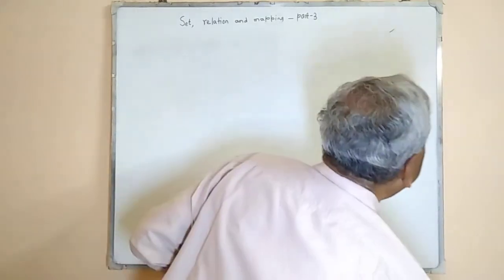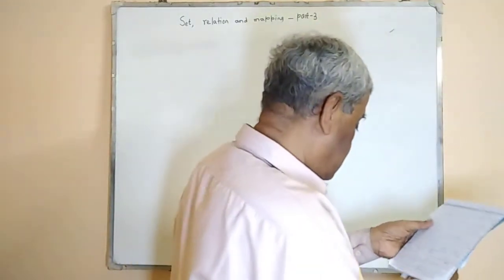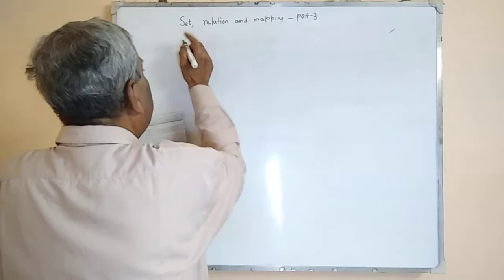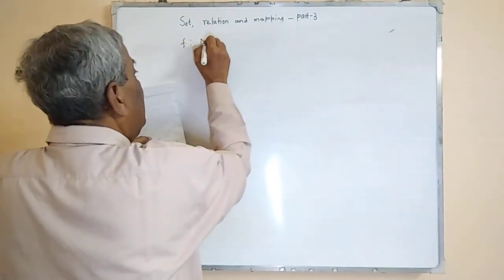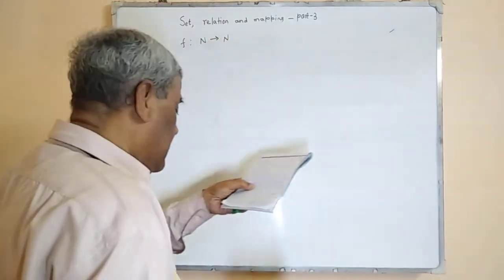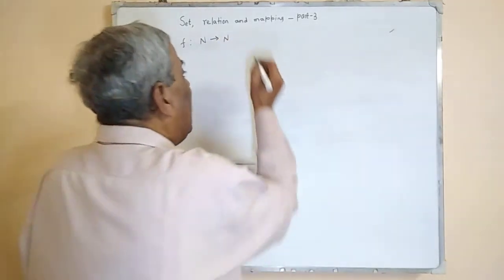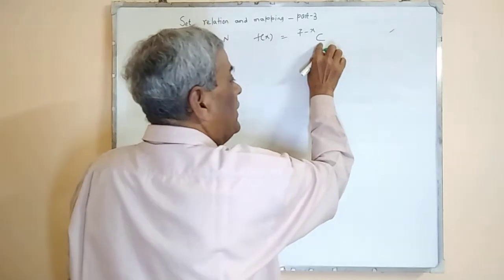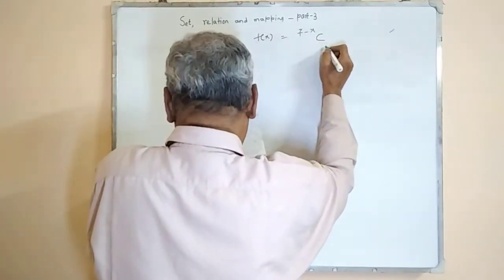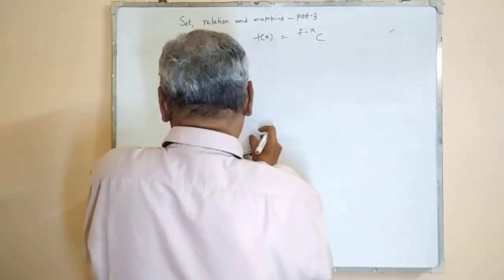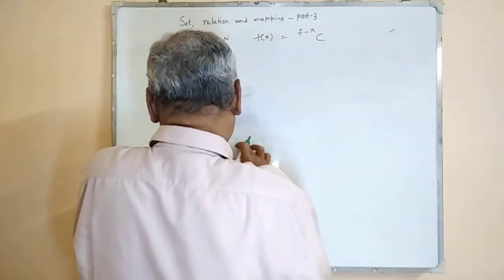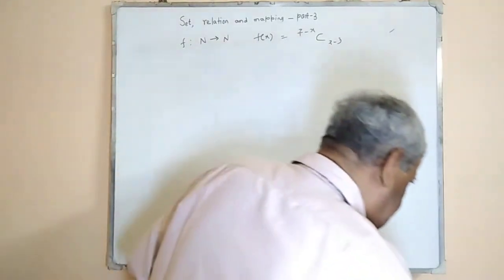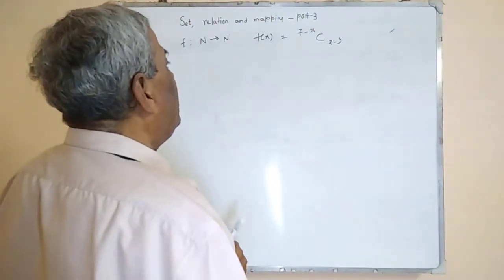Now, our next problem. If f: N to N, set of natural numbers to set of natural numbers, and f(x) is equal to 7-x C (x-3), then we have to find out the domain of definition of f.